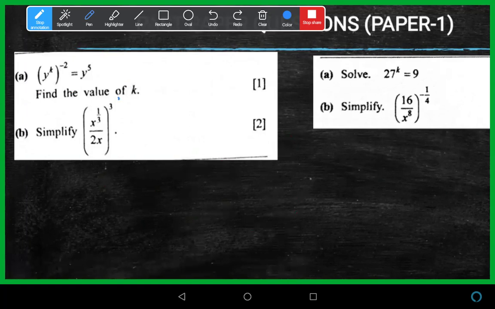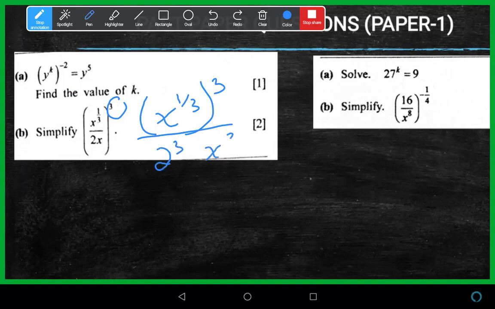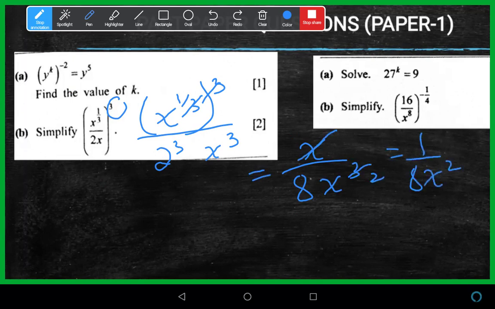Now the power is 3, so we have to apply 1 upon 3 and it will be 3. And in the denominator, 2 raised to the power 3 and x to the power 3. 3 will be cancelled out. It will become x. 2 cube is 8 and x cube. Still I can cancel out. This will be cancelled out. So it will become 1 upon 8 x square. Okay. I hope everything is clear now. Now, next part.